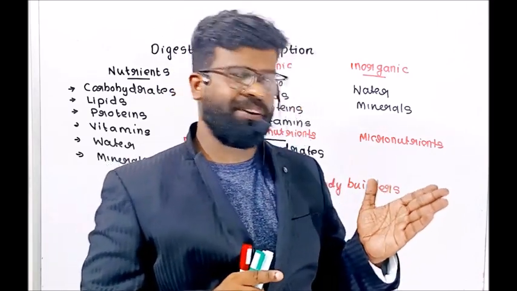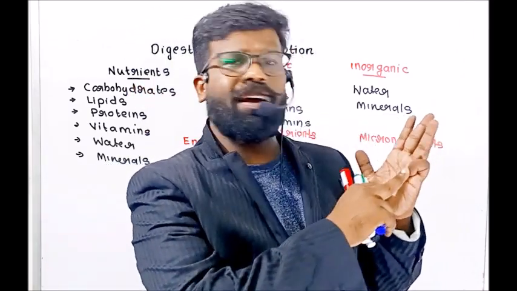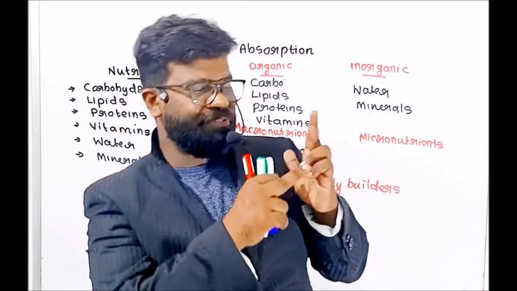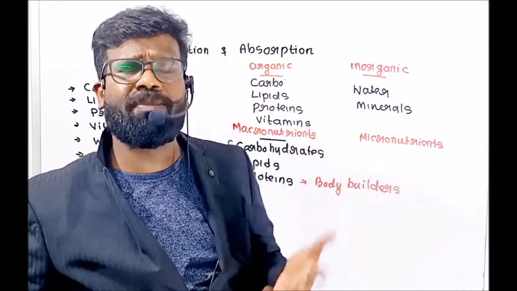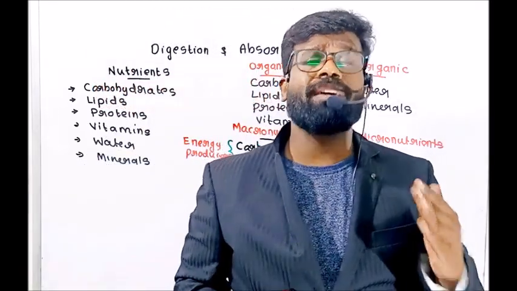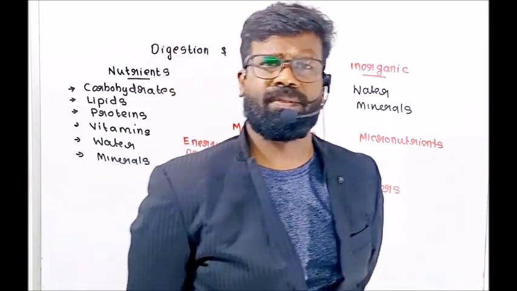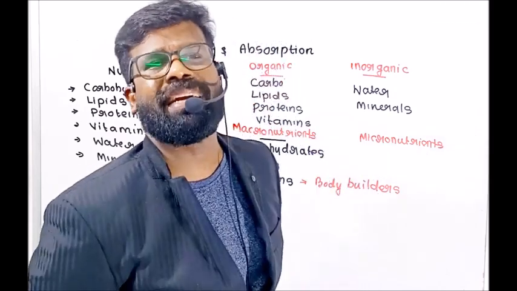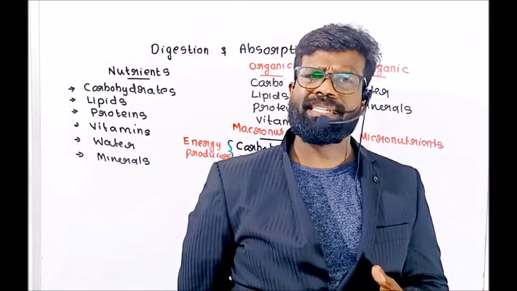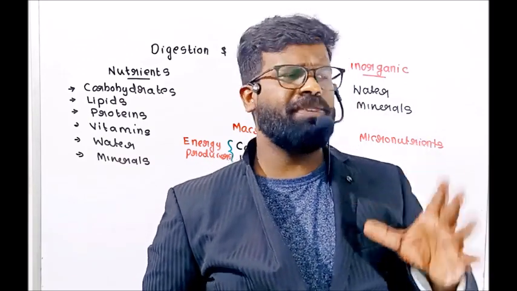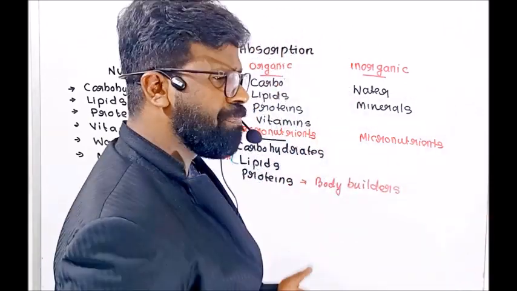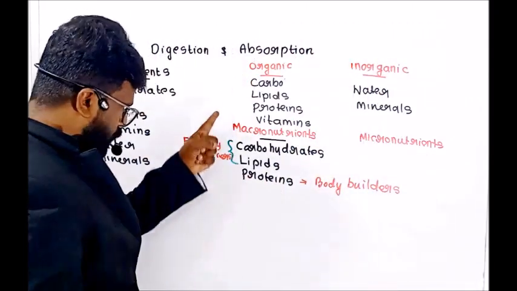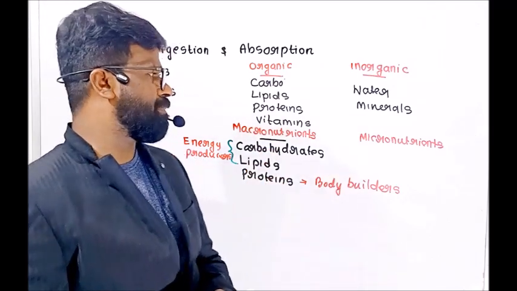So usually our body first prefers carbohydrate for energy production. The next preference is lipid. If carbohydrates and lipids are deficient, then only our body uses proteins for energy production. Understood? So why does our body always prefer carbohydrates? Because carbohydrates are easily oxidizable nutrients. So these are the macronutrients.